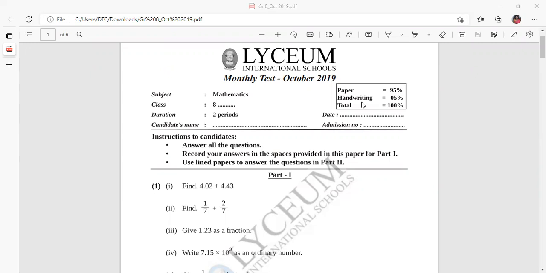So today I'm planning to discuss a past paper. This is the October 2019 monthly test past paper, as you will be having your monthly test next week, around 10 days from now. I will discuss the 2019 paper first, and then I'm planning to discuss 2020 and 2021 too.